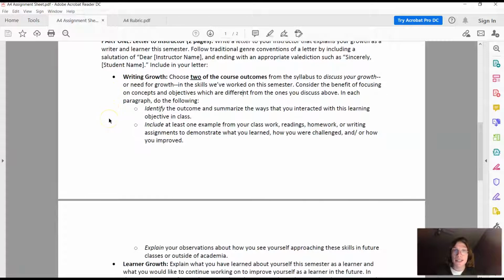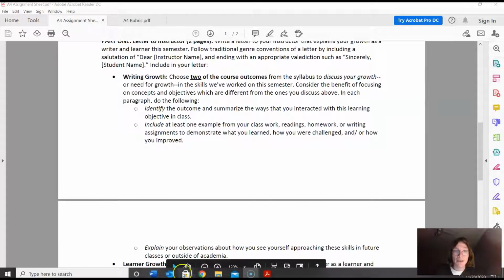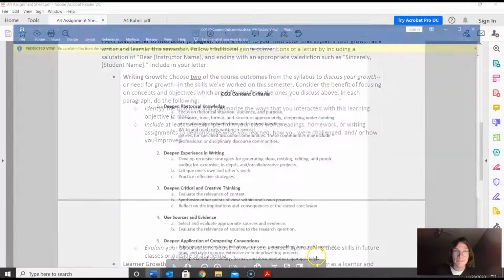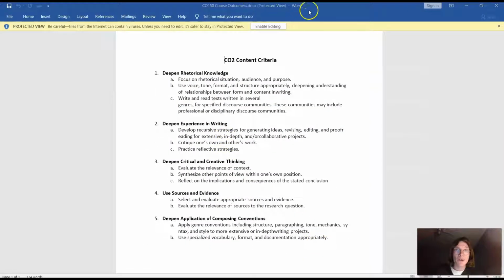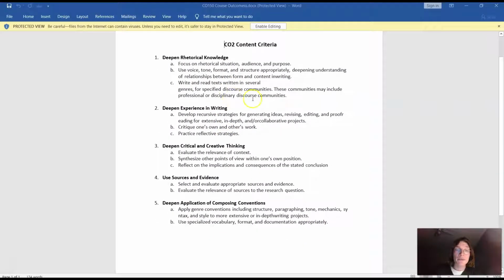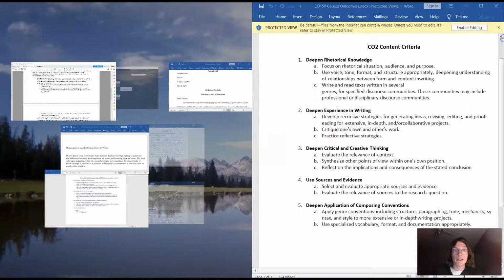So you're going to go through these course outcomes, and I'll pull them up on the bottom here if I can find them. Here they are. So here are the course outcomes. You're going to read through these and try to understand them the best you can in your own words. And really think about how these resonate with you and how these have enacted themselves or been enacted this semester.